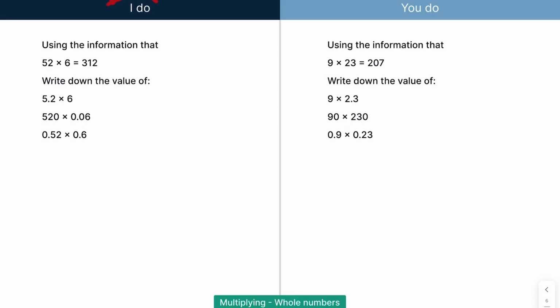So the way my videos work, I'm going to do the example on the left, which is I do. You are then going to press pause and have a go at the example on the right, which is you do. And at the bottom of the slide, you can see the type of example it is. So here we've been given some information that 52 times 6 is 312. And we've been asked to write down the value of 5.2 times 6.